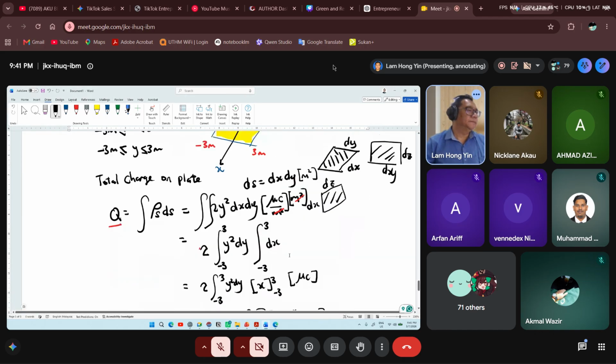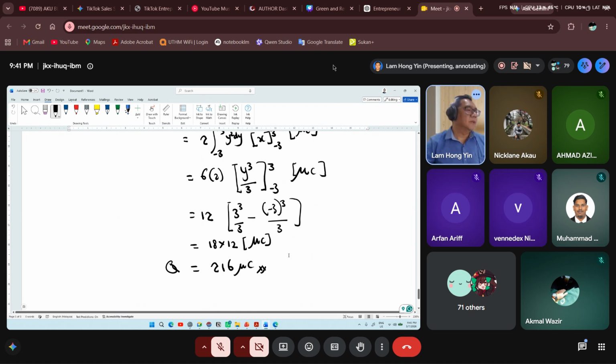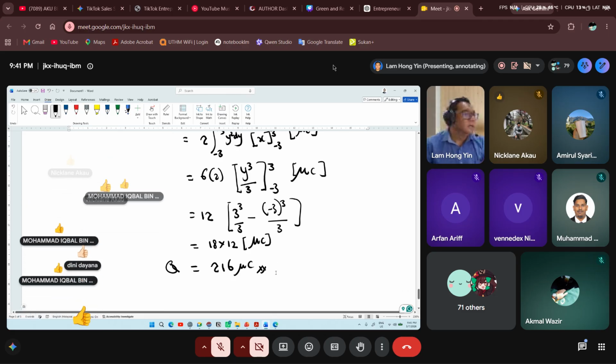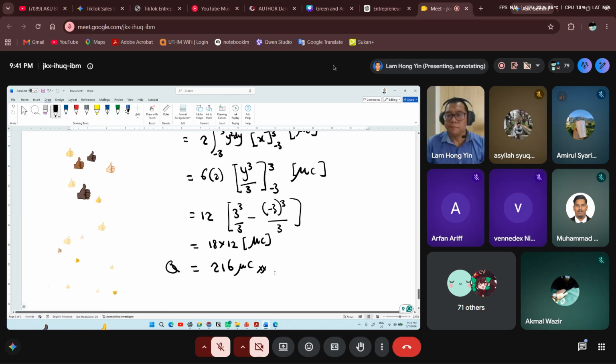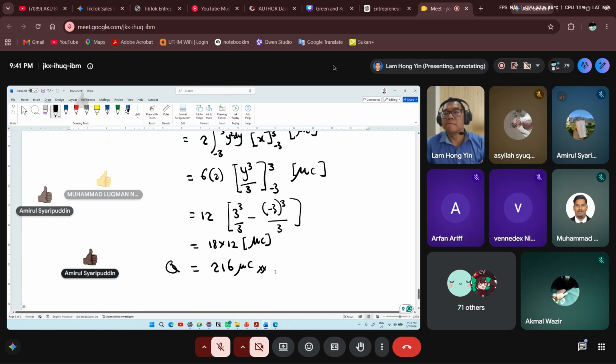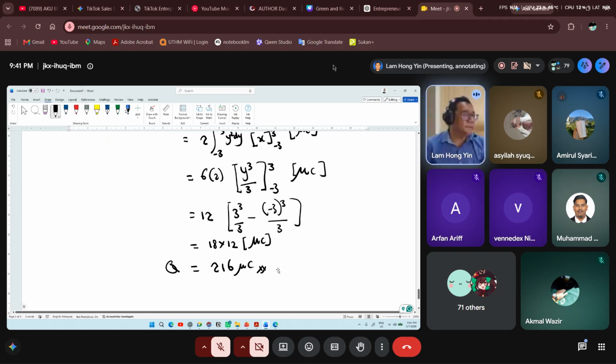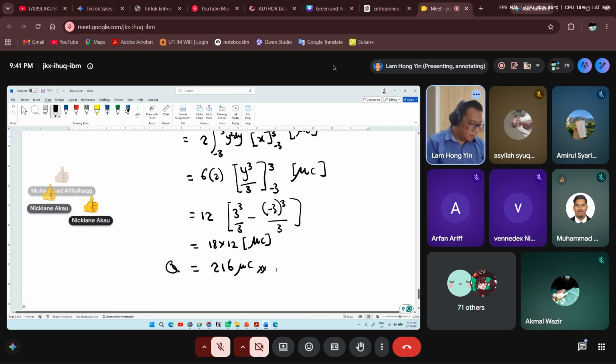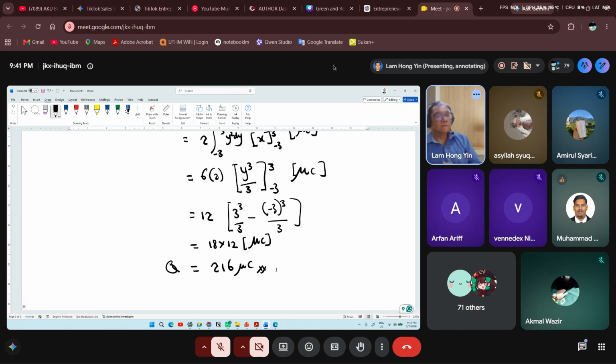Okay, are you with me, guys? Yeah. Right. Any questions? This is the example on the surface charge. Maybe we shall take a look at another one on the volume charge, right?